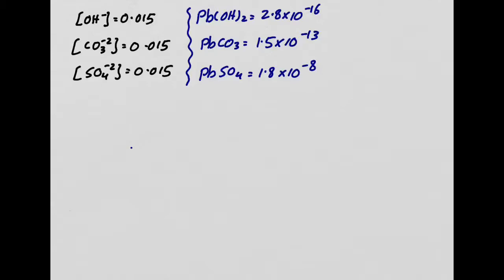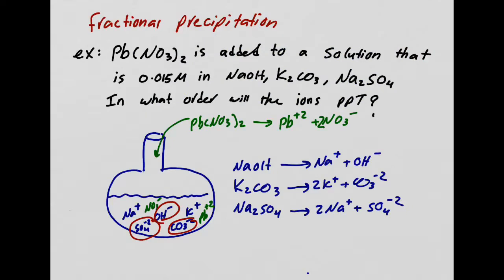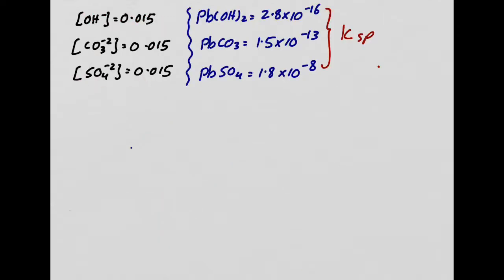Okay, so these are the three possible solids that could be formed, and what I've been giving you are their KSP values. And in this question they told you how much. You have 0.01 molar concentration of these ions, the hydroxide, carbonate, and sulfate, because again those are a 1-to-1 ratio. All right, and I have those concentrations. So what am I going to do? The question is which one is going to precipitate out first.